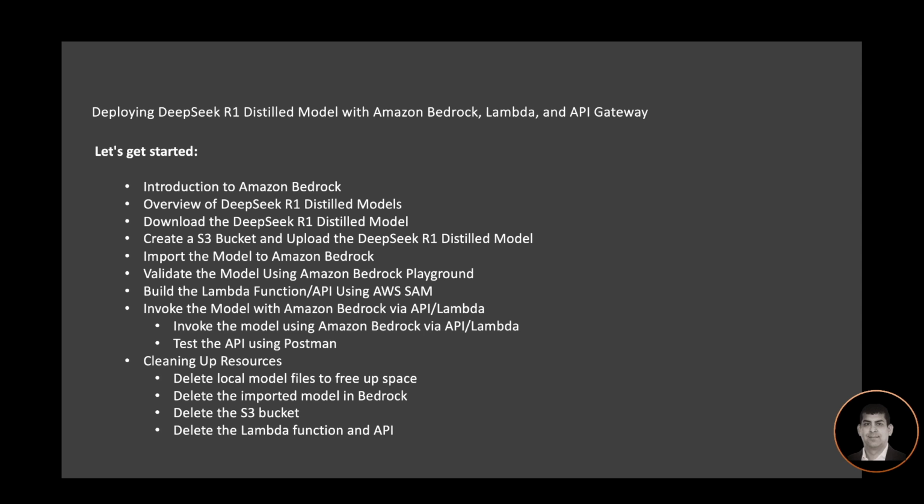Once we have validated the model, next step is to build the Lambda function and API using AWS SAM, and then we'll invoke the model with Amazon Bedrock via API and Lambda function. I will test the API using Postman, a popular tool for API testing and validation. And then at the end, we'll clean up the resources like deleting the local model file, we'll delete the imported model, we'll delete the S3 bucket, and of course, we'll delete the tech stack created for Lambda function and API.